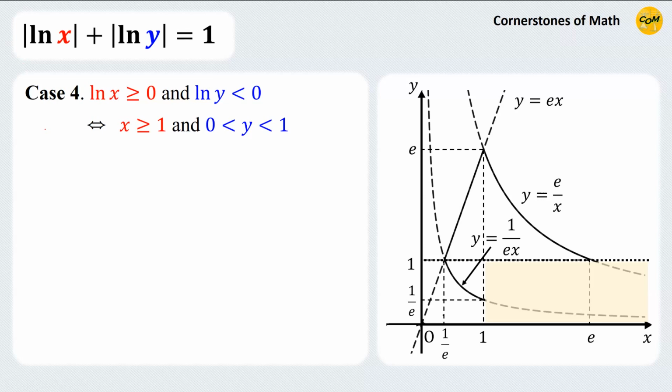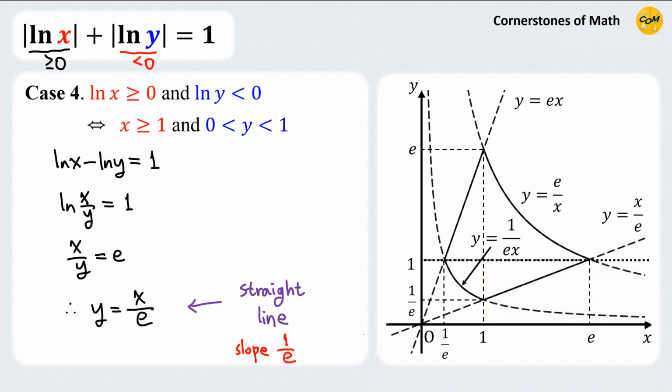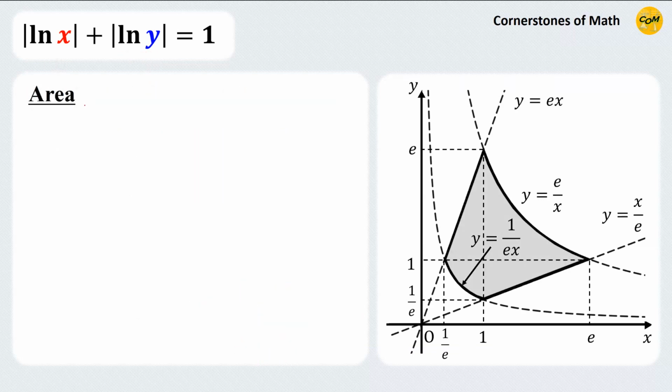Finally, in the fourth region, now ln x is positive while ln y is negative, so ln x minus ln y equals 1, so ln x over y equals 1, so x over y equals e, so y equals x over e. So we have another straight line, now with much smaller slope of 1 over e, which is this straight line. So now we have obtained the entire graph. And as you can see, the graph forms a closed curve, and the region enclosed by the graph is this shaded region. And let us calculate the area of this region by integral.